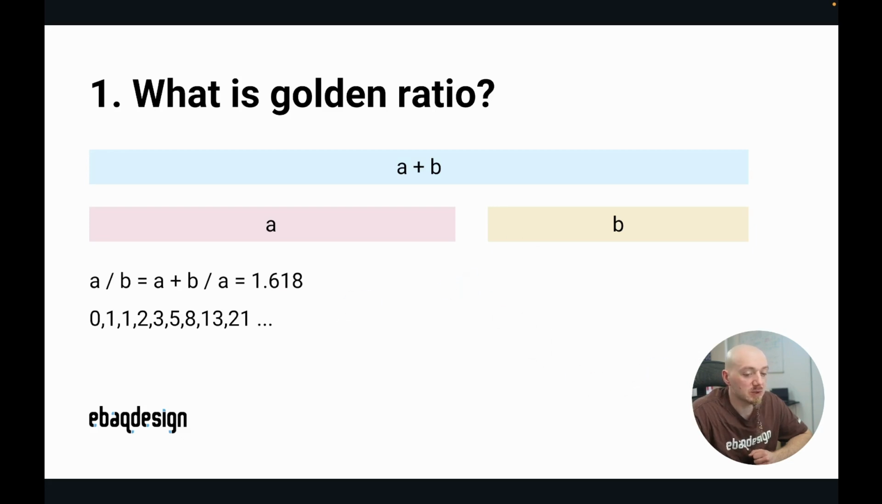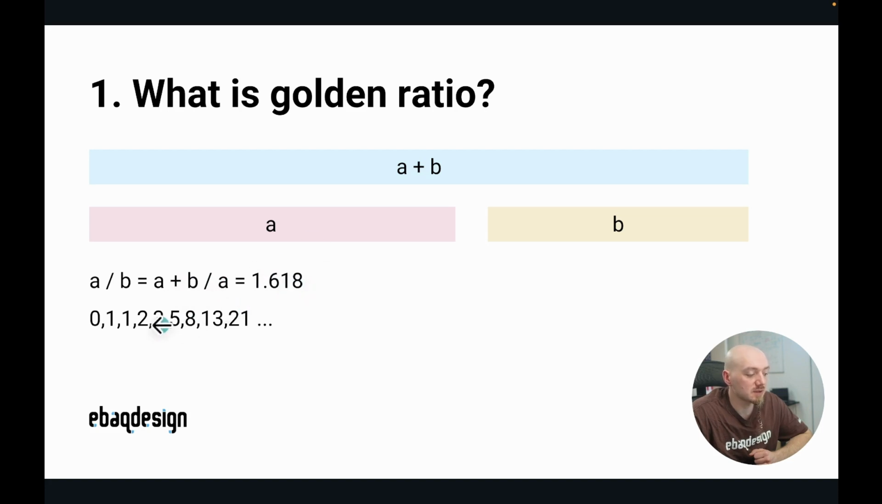So basically it's a proportion represented by the special number, which is this 1.618, and this number is found by dividing a line into two parts, in which the longer part divided by the shorter part, which is A divided by B, equals the long line divided by the longer part, A plus B divided by A, which equals this special number.